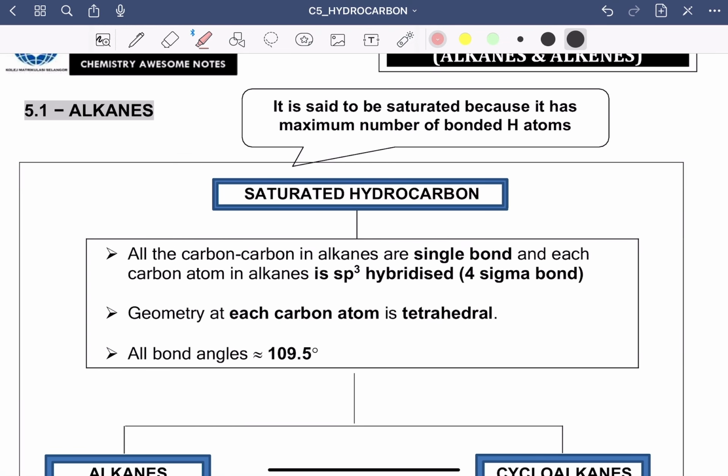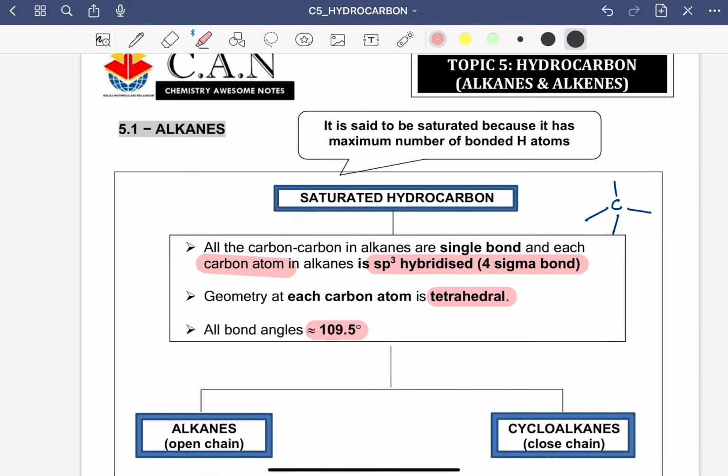When we say saturated hydrocarbon, this is the characteristic. It must be sp3 hybridized. What is sp3? Carbon with 1, 2, 3, 4 single bonds. This is what we call an sp3 hybridized carbon atom. Everything is single, and the geometry at each carbon is tetrahedral. All angles are 109.5 degrees.